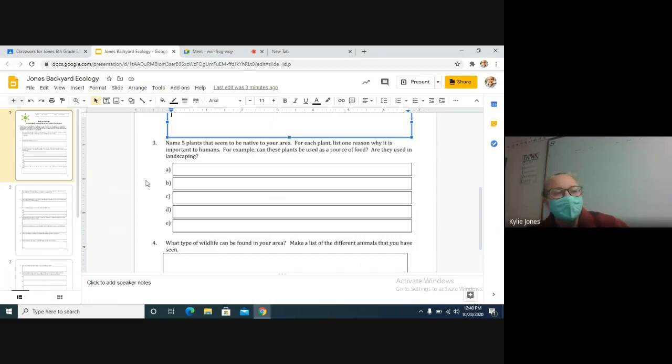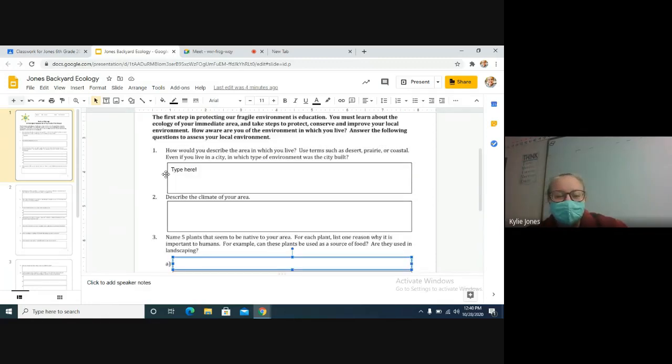Things like that. Well, on your own. Don't be calling out things. You can do the Googling on your own. For each plant, list one reason why it is important to humans. So why would these plants be important to us? For example, are they sources of food for us? Are they used in landscaping, so to make your yard look pretty? Things like that. Yes?